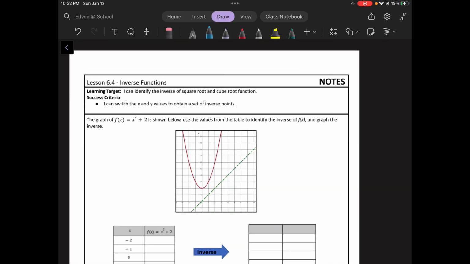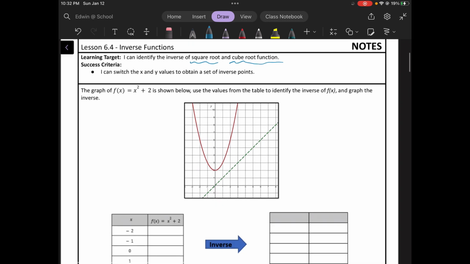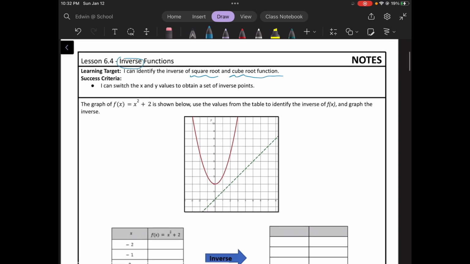Alright, hi guys. Today I'm going to be going over lesson 6.4, which is about inverse functions of specifically square roots and cube roots, what we've been talking about. So, first thing we're going to do is think of this word inverse. We're going to relate it to ideas that we already understand. So, inverse, I like to think of the words reverse, maybe flip. I've heard the word opposite a lot of the time. So those are the words that we're going to keep in mind.